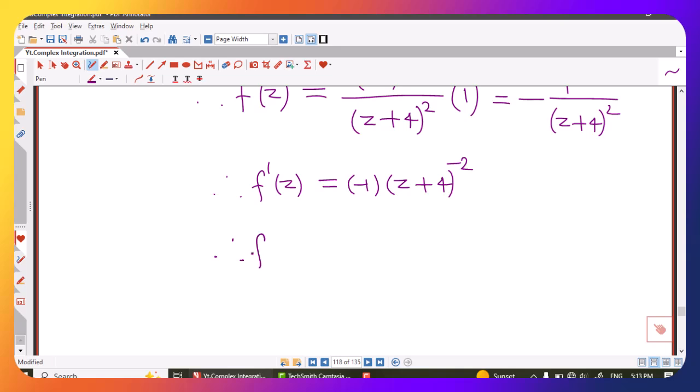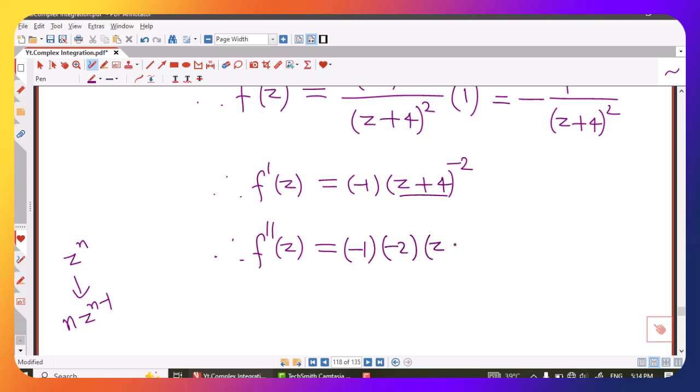We again differentiate with respect to z. We know that if we have z raised to n, then the derivative is n times z raised to n minus 1. So here we apply that formula. Instead of z we have z plus 4. This minus 1 as it is, power is minus 2. So minus 2 times (z plus 4) to the power minus 2 minus 1, that is minus 3. And because I have z plus 4 instead of z, I have to apply chain rule, and in the bracket I will write the derivative of z plus 4, that is 1.